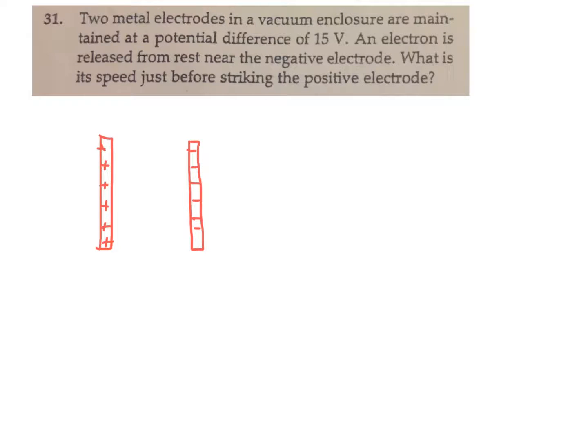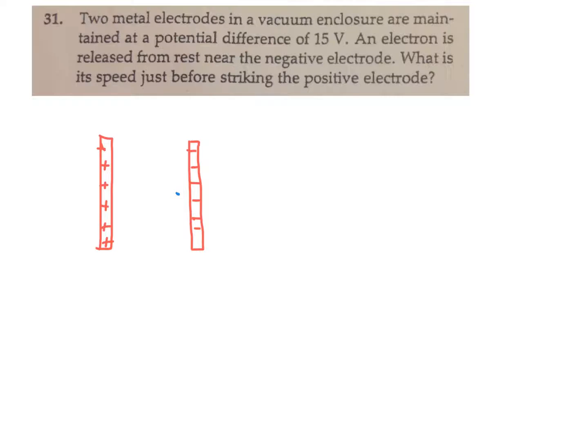Day 135, electrostatics example number 31. Here we have two parallel plates. Once again, this is not a point particle problem, even though we're dealing with one single electron, but that electron will be accelerated in this uniform electric field. So let's say this is the electron over here.